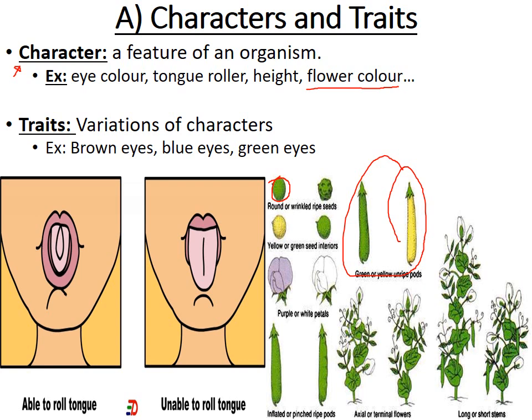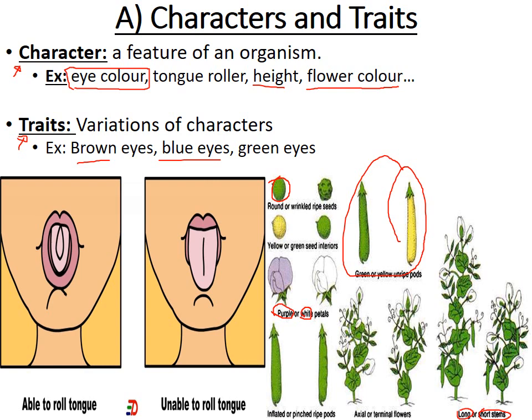And you'll also hear the word traits. Traits is a variation of a character. So for example, the character is eye color, but the trait could be brown eyes or blue eyes. So it's a version of the character. The character could be flower color, but a trait is purple flowers or white flowers. The character could be height, but the trait is long or short for the plant. So character is the general characteristic, trait is the version of that characteristic.